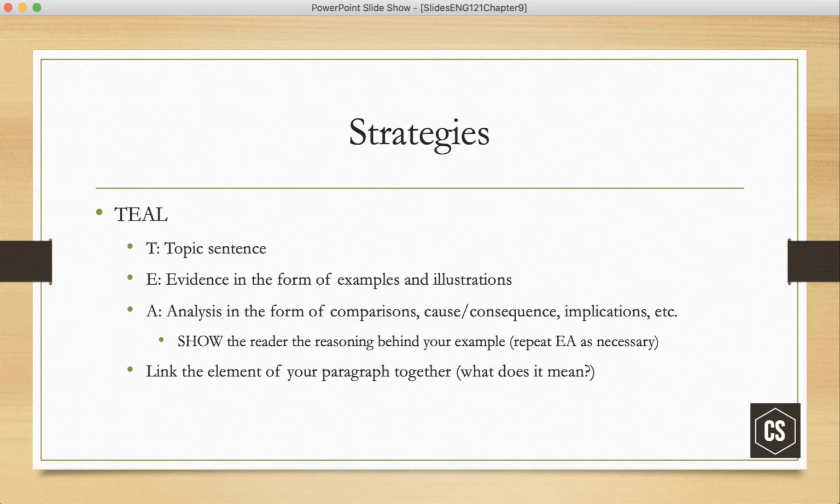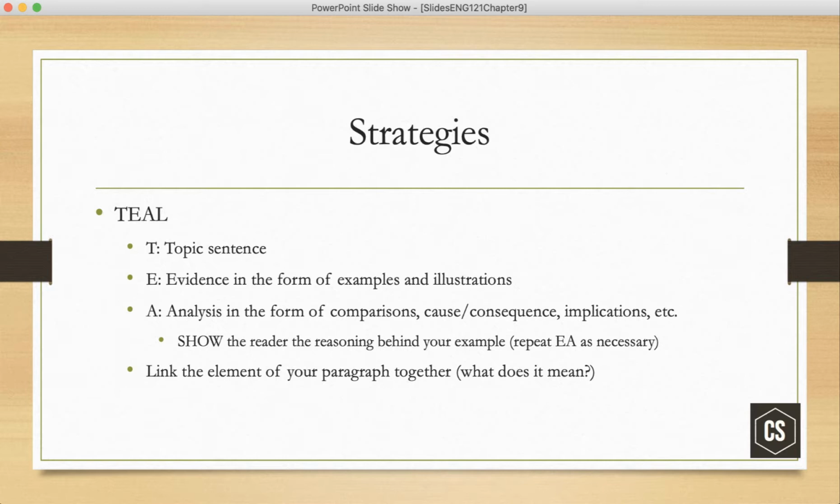With research, those examples and illustrations may be from your research documents. In the rhetorical analysis, your evidence is going to be quotes and summaries from your source document. And then after you lay down your evidence, your example, you need to analyze it. You need to explain to the reader what it means. Don't assume the reader thinks the way you think. This can be in the form of comparisons, cause and consequences, implications, things that we've talked about in the past. Make sure you show the reader the reasoning behind your example. And you may need to do this multiple times.